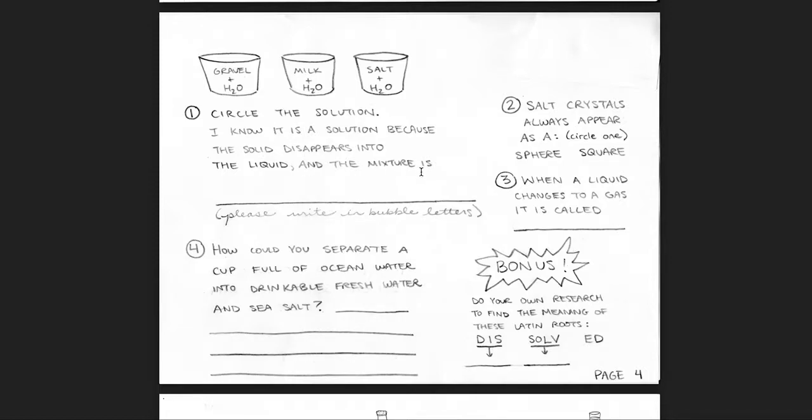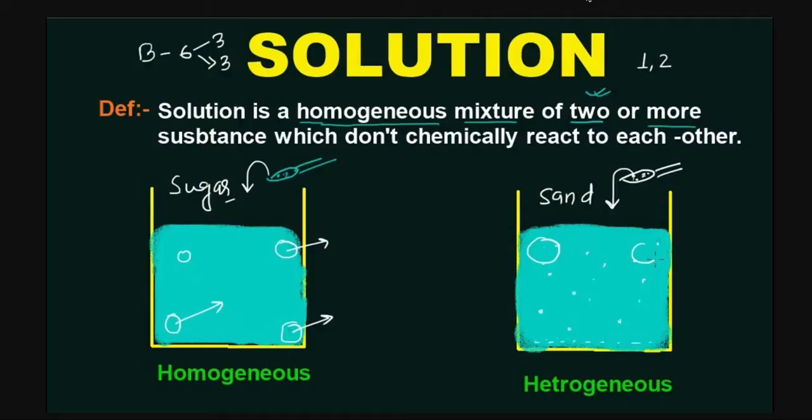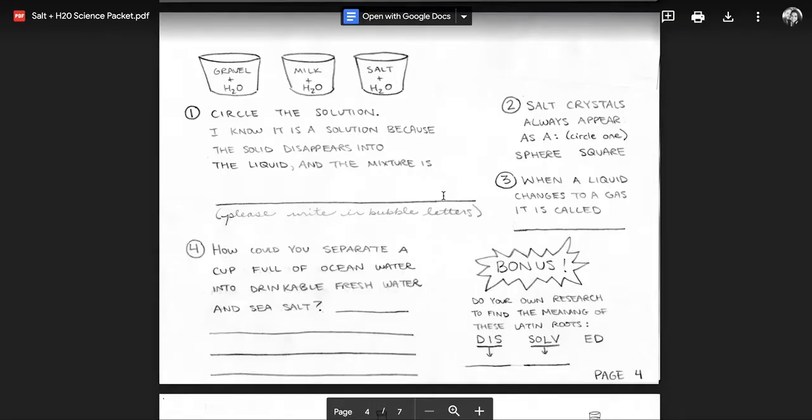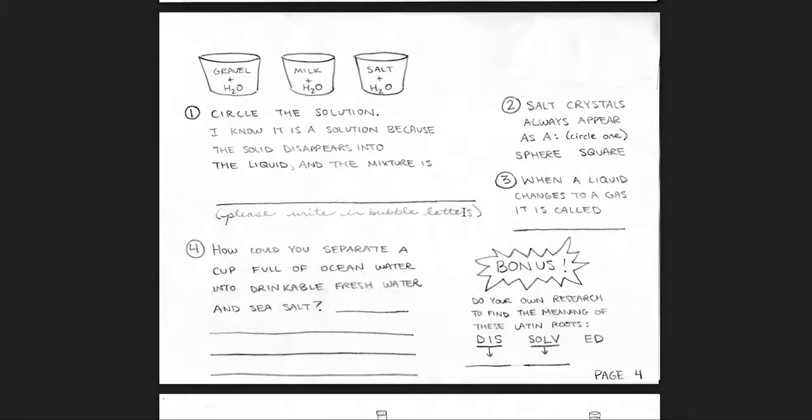And the mixture is, and here we're going to write this giant new science word, homogeneous. Homogeneous. Go ahead and say that in your head. Homogeneous. And if you want a challenge, write it in bubble letters.